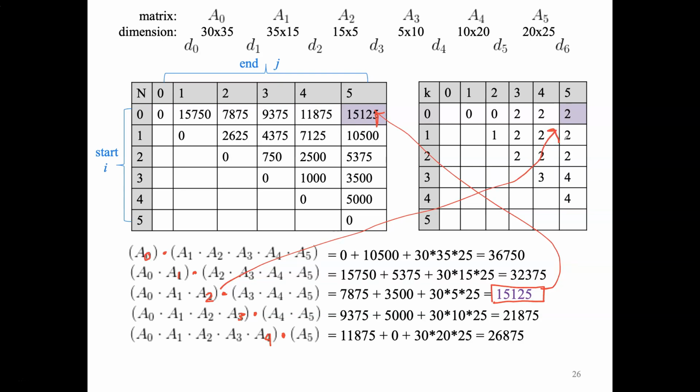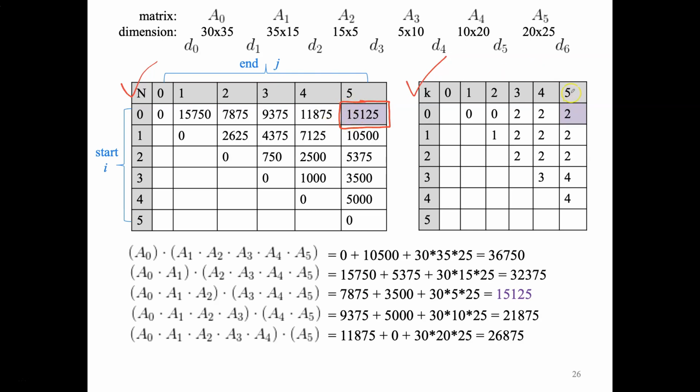Okay, so if you missed anything, go back through the slides that I posted online and you can step through each one individually. If you have any questions, you can also post on Piazza, but we're not done yet. So far, we've just filled in our n table and our k table. That means that if we were given these matrices of these dimensions, the least number of scalar operations that it takes to multiply them all together is 15,125.